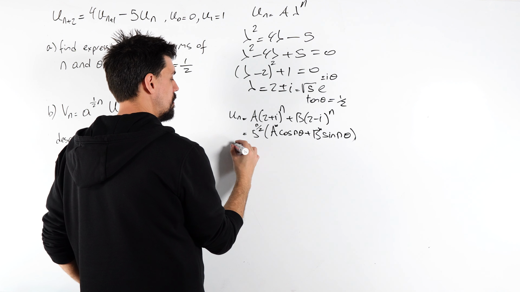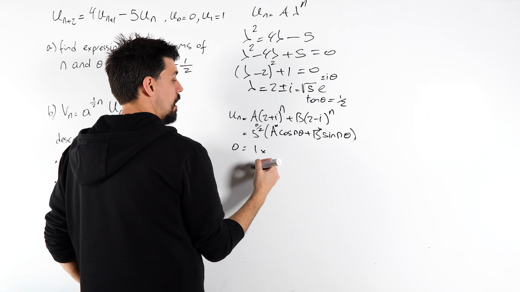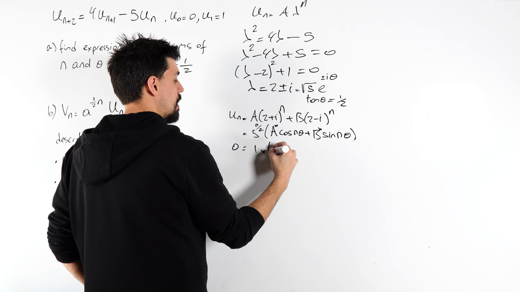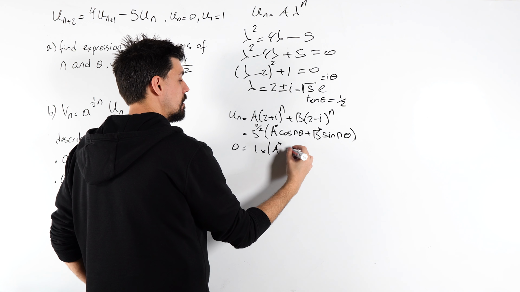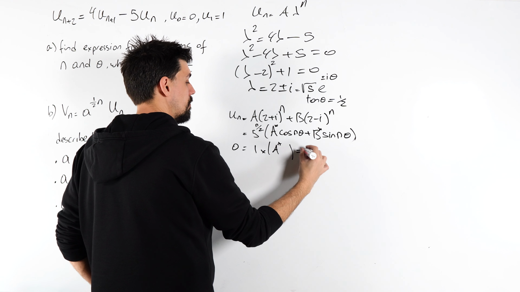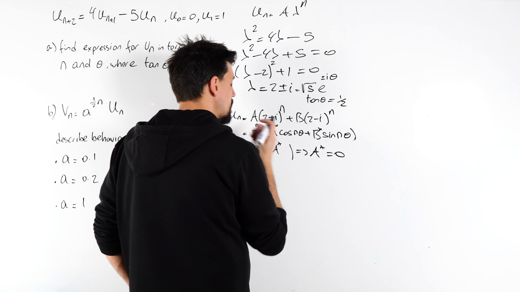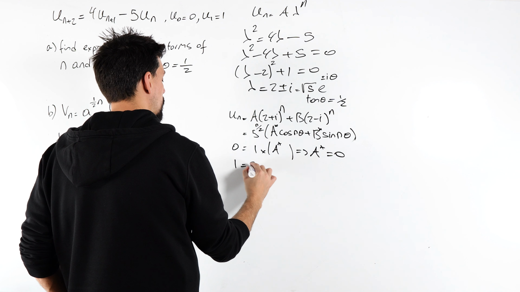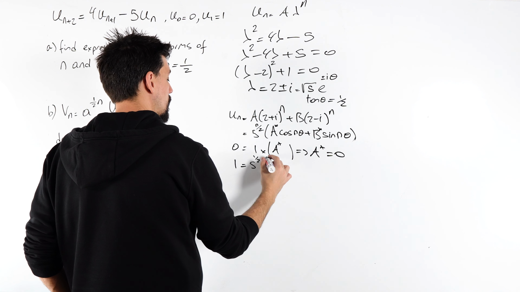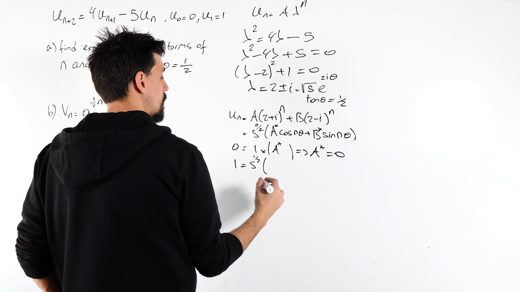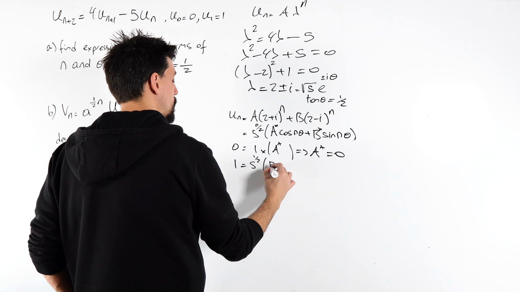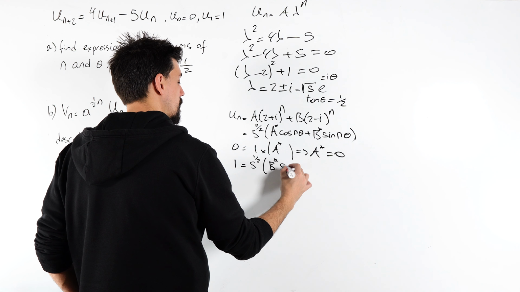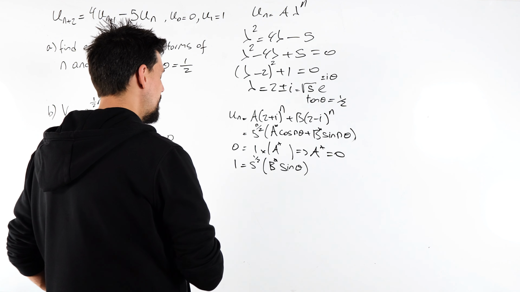u_0 is 0. Times a star, and that's it. So a star is 0. And then u_1 is 1, which is 5 to the 1/2 times b star sine theta.